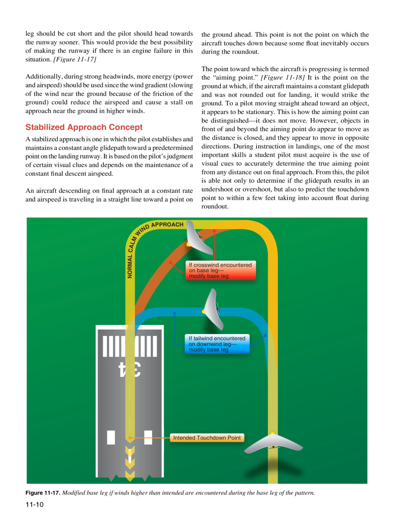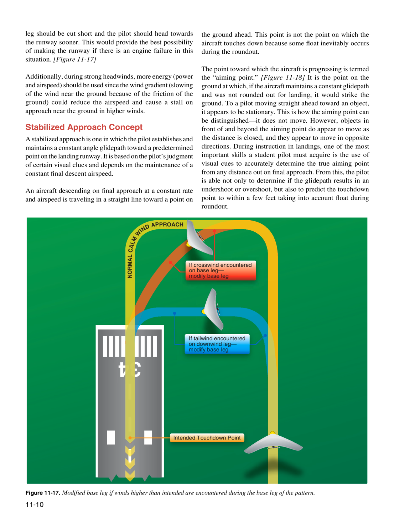Figure 11.17. Additionally, during strong headwinds, more energy, power and airspeed should be used since the wind gradient, slowing of the wind near the ground because of the friction of the ground, could reduce the airspeed and cause a stall on approach near the ground in higher winds.